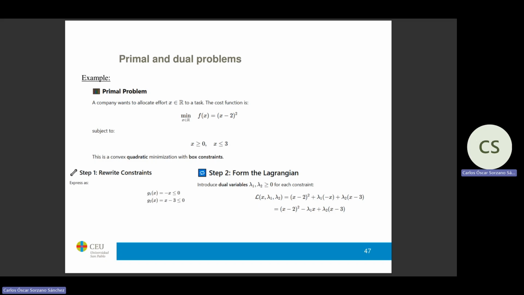Okay, so the first thing is to rewrite the constraints as inequalities that are smaller or equal to 0. So this one we rewrite this way, and this one we rewrite this way. And then we construct the Lagrangian. The Lagrangian is the function plus lambda 1 times the first constraint, plus lambda 2 times the second constraint. Very good. So we have here the Lagrangian.